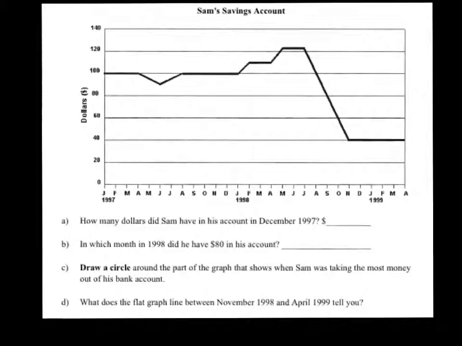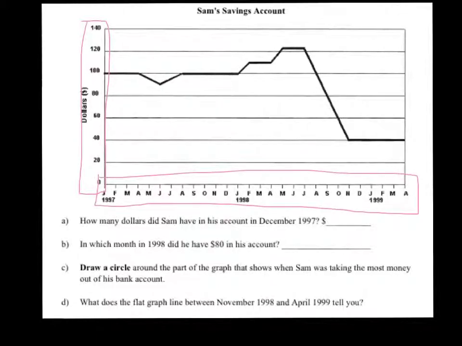So here we have Sam's savings account, and it's a line graph. Now the first thing to do whenever we read a graph is to look at the axes, the y-axis and the x-axis. That's a really important thing to do, and the other piece too, the title. Those are the two important bits of information to read first. Title, because that tells you what the graph's about, and the axis because that gives you the intervals.